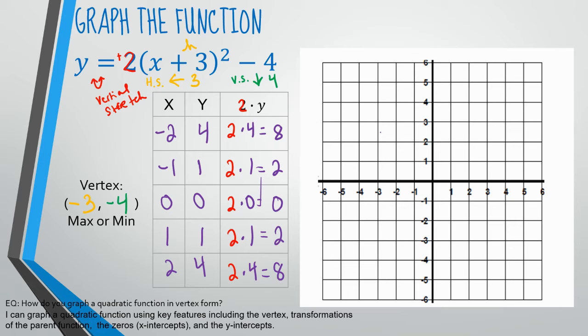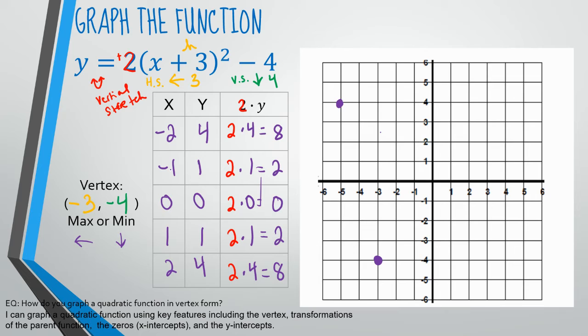So remember, always plot your vertex first. So since our vertex is -3, -4, you're going to go left 3, down 4. We already said that. Left 3, down 4. 1, 2, 3, 4. Then you're going to do your reference point. Left 2 from here. Go up 8. 1, 2, 3, 4, 5, 6, 7, 8.